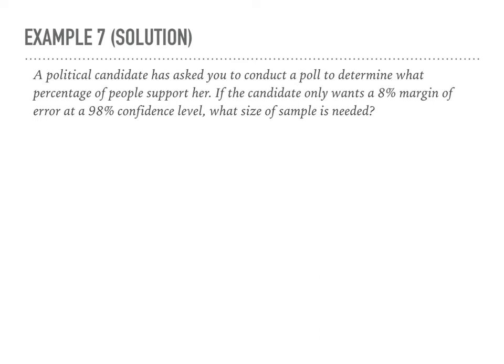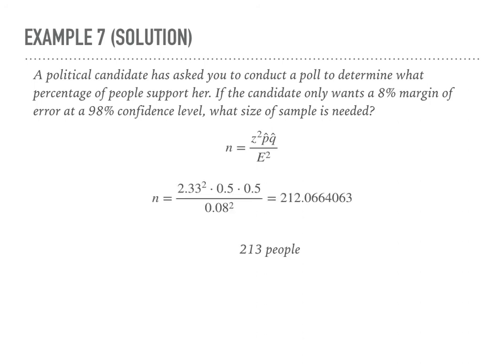A political candidate has asked you to conduct a poll to determine what percentage of people support her. If the candidate only wants an 8% margin of error at a 98% confidence level, what sample size is needed? Again, we're using this formula. Our z value here will be 2.33. P hat and q hat we'll set each of those equal to 0.5, and our margin of error E is equal to 0.08. So we find that we need to sample about 213 or more people.